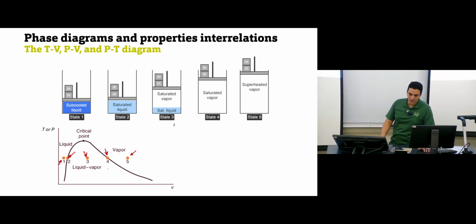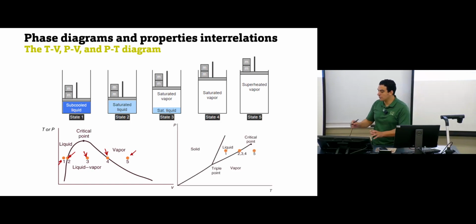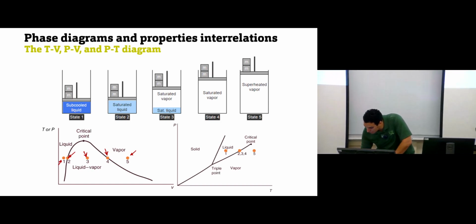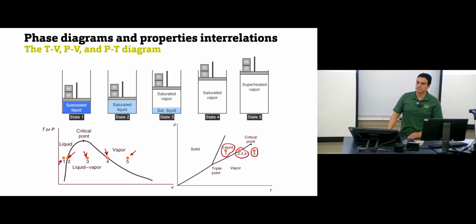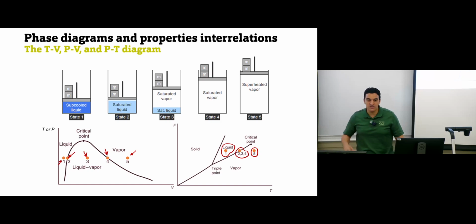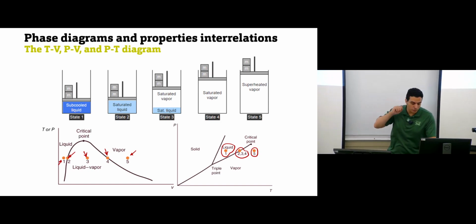But if we have the PT diagram, you will see all the points lie on this one. Point number 1, this is the subcooled liquid. Point number 5, superheated vapor. 2, 3, 4, all of them lie on this line. So this is why the TV or PV diagrams can give you a better visual way to visualize the phase change. Because in the PT diagram, the whole phase change is just represented by a single point.